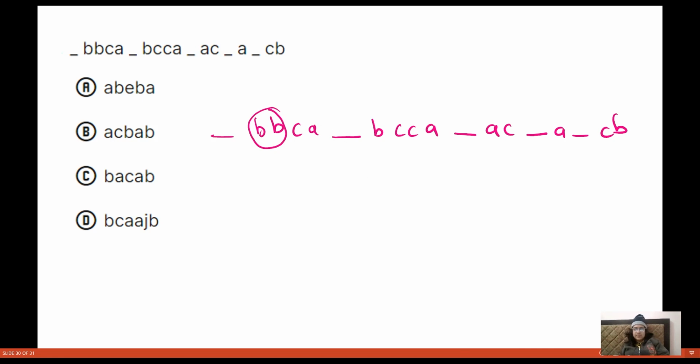So I do not find a very regular sequence, but still there is something we can make out from here. What? That we are getting double B, then we are getting double C. So if we are getting double B, double C, somewhere we should get double A as well. So we'll try to find double A somewhere as well.